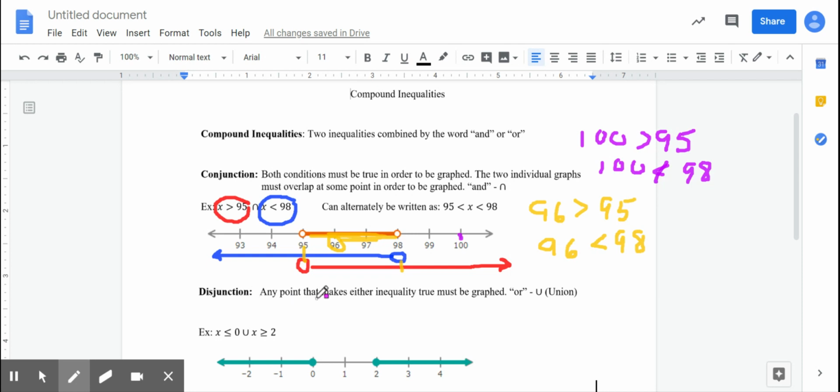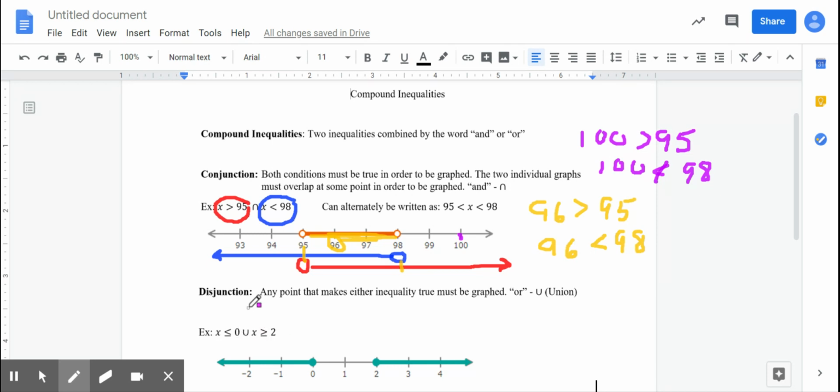Okay, now let's take a look down here. In a disjunction, these are going to be very simple. There's not much to these. A disjunction is very forgiving. It's an or statement. Any point that makes either inequality true must be graphed. They could either use the word or, or this U, which means union. So they can use these interchangeably. The mathematical symbol will be a U, but you might just see the word or.